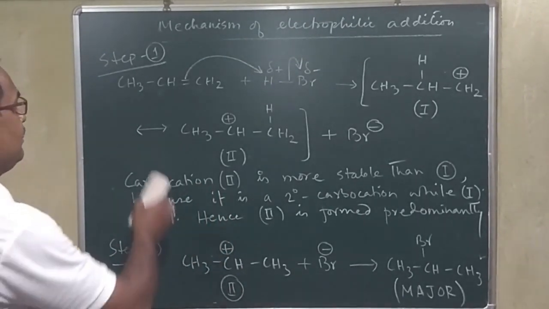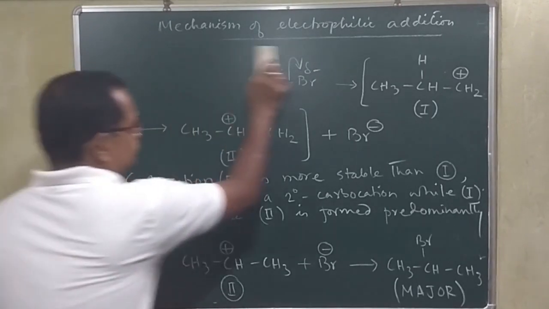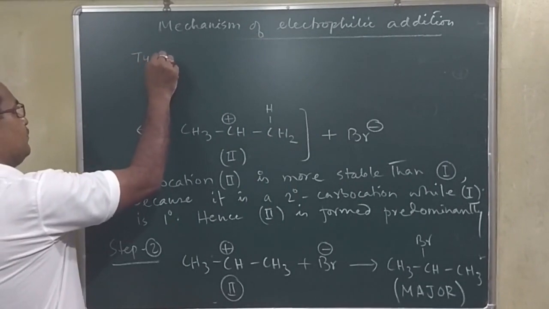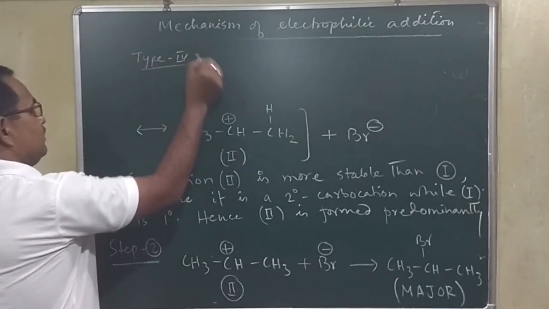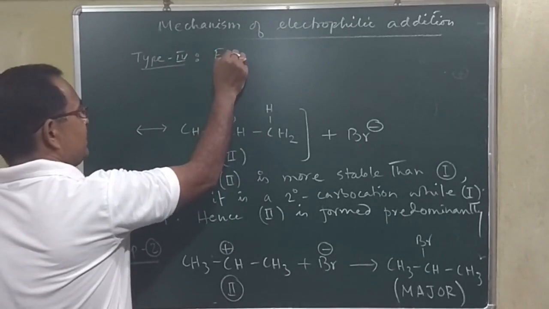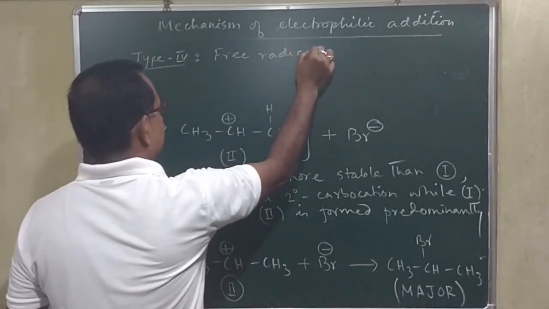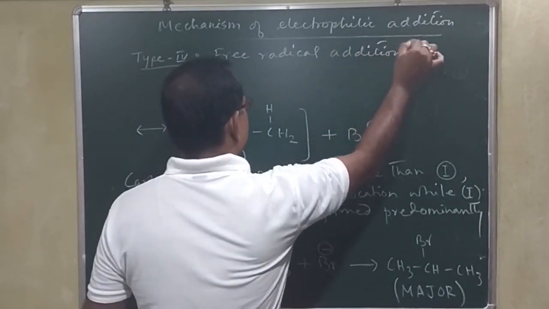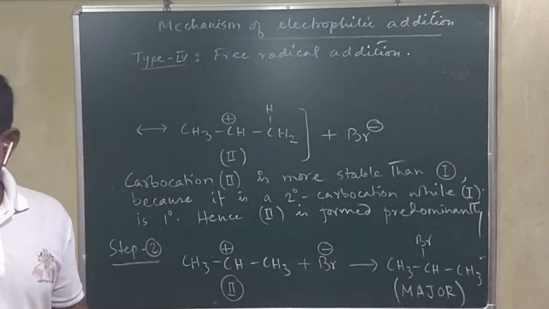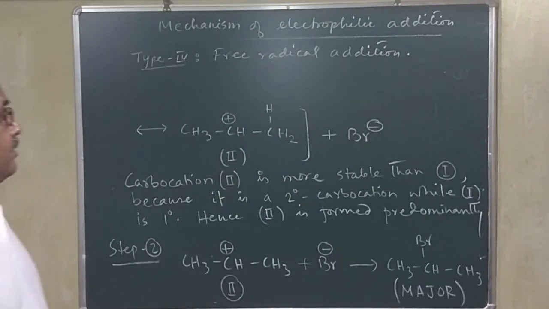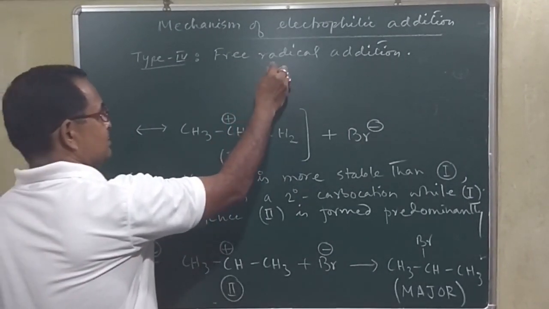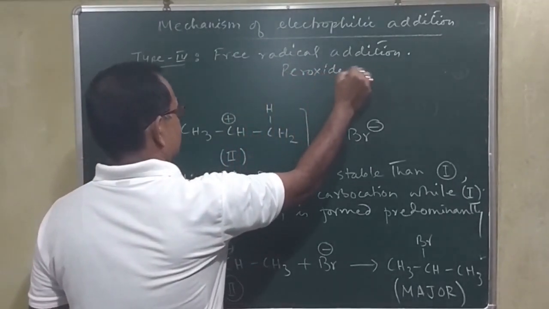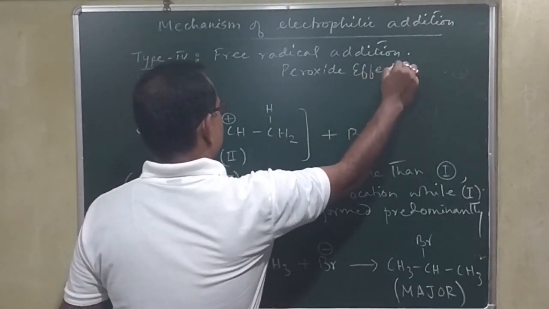Now let us pass on to type 4. It is free radical addition. Free radical addition. This is the case when we use peroxide. So let us say, the peroxide effect.